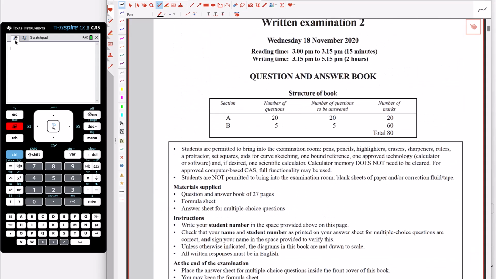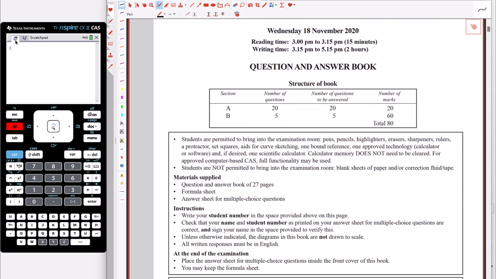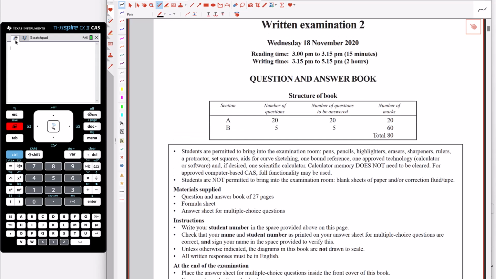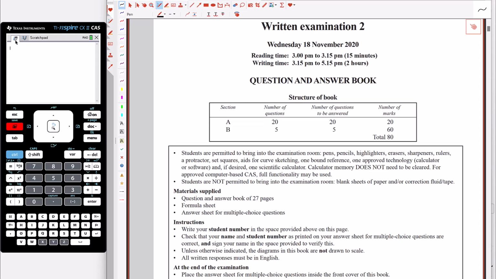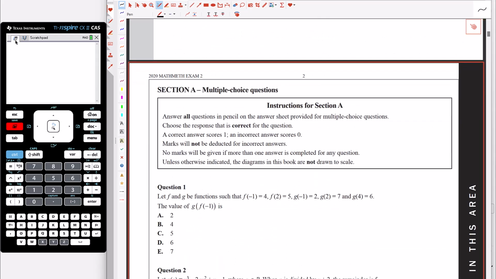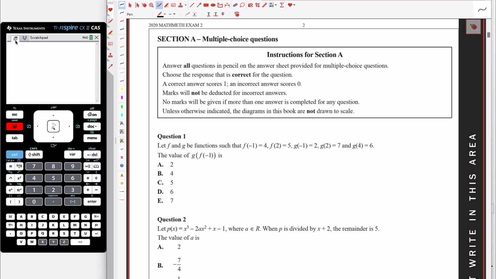It's an Exam 2, so we have use of a CAS calculator, which I've got set up here for me to use, and you would have use of a bound reference. It's a 2-hour exam paper, 2 sections, 20 multiple choice questions in Section A and 5 extended answer questions in Section B. Okay, let's get started. So we have the multiple choice. All right, let's get going.